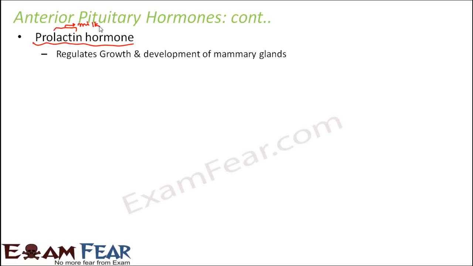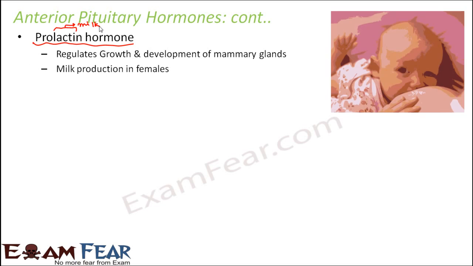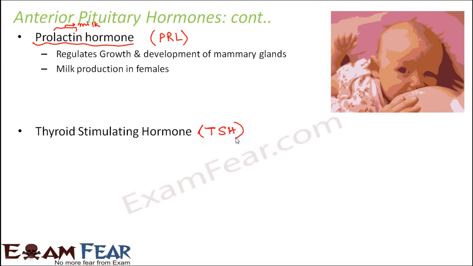It does not directly produce milk, but it helps the mammary glands to grow so that the mammary glands in turn can produce milk. So it helps in milk production in females, especially during the lactation period. Often this hormone prolactin is written in short form as PRL. Next is the thyroid stimulating hormone, which is often written as TSH.